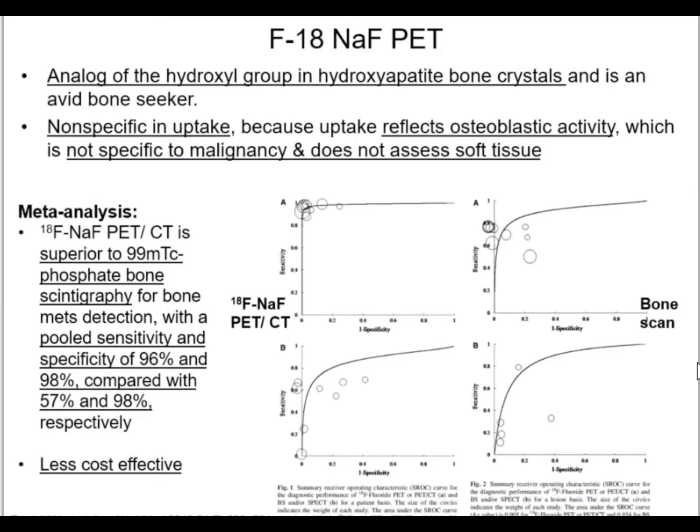Now, there is a meta-analysis of sodium fluoride PET used in prostate cancer. It was suggested, looking at the curves, that it seems to be superior to conventional bone scan for bone metastasis detection. Its pooled sensitivity and specificity was in the high 90s, 96 and 98%, compared to bone scan, where the sensitivity was 57% only. And of course, the only problem is that it's more costly, so it's determined to be less cost effective.